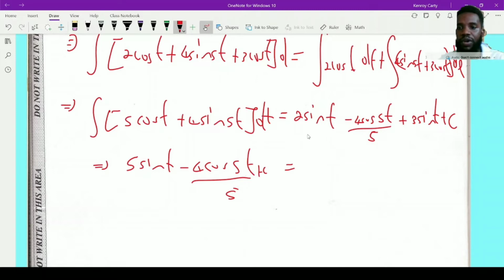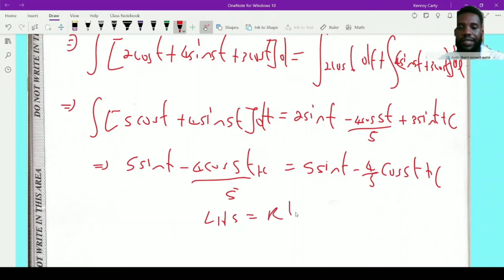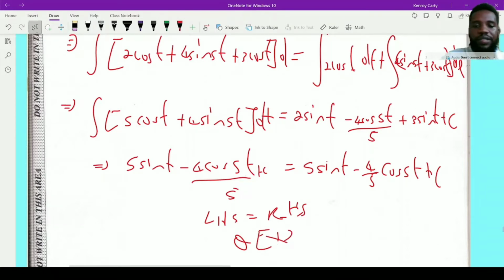Alright, good. Over on the side, you can see like terms. So 2 of that and 3 of that would give me 5 sine t minus 4/5 cos 5t plus c. Whoa. LHS equals right hand side. Good. So that's exactly what we wanted. And that's the end of that question. We have shown that the two sides produce the same result.